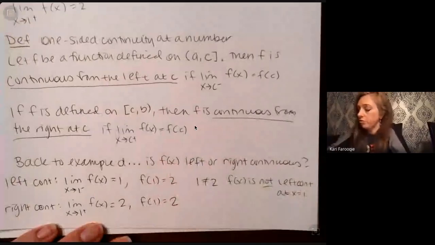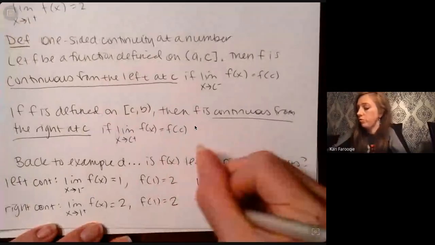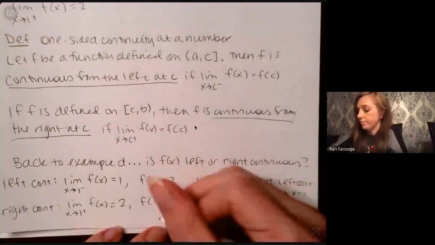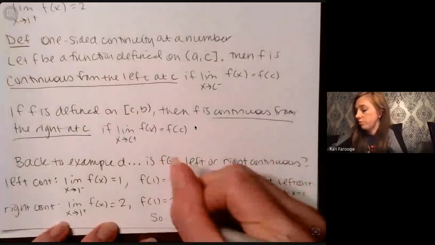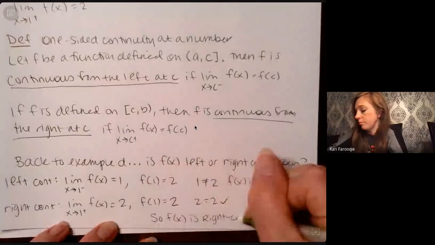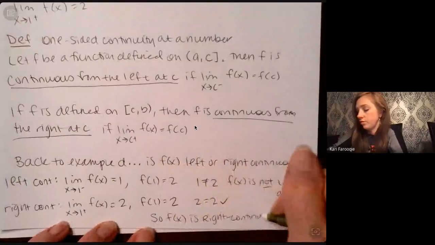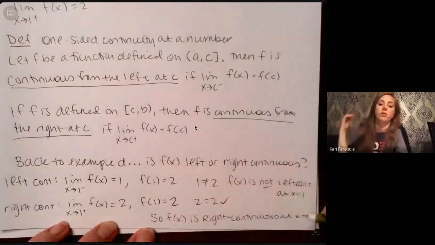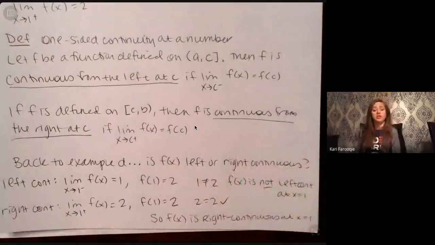2 does equal 2, so f of x is right continuous at x equals 1, because the limit as x approaches 1 from the right is equal to the function value.